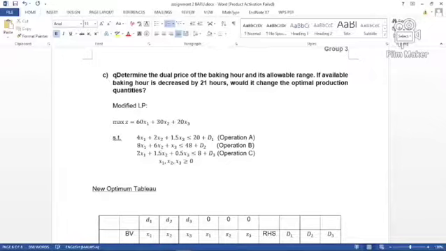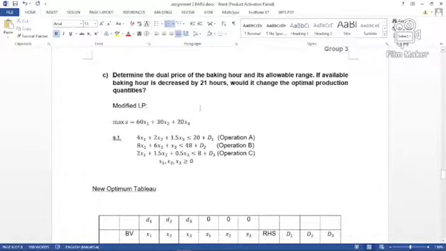So for question C, the question asks that we determine the dual price of the baking hour and its allowable range. If the available baking hour is decreased by 21 hours, will it change the optimal production quantities? So for this part, we have to decide what happens if the right hand side of a constraint is changed. We need to do all of the modification before that.